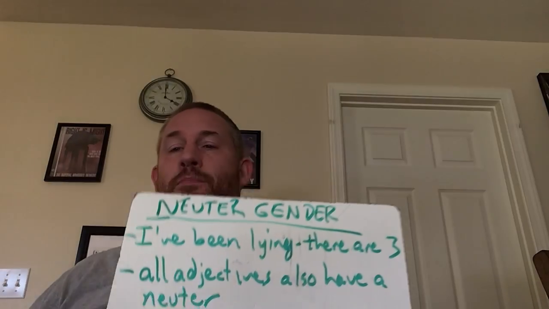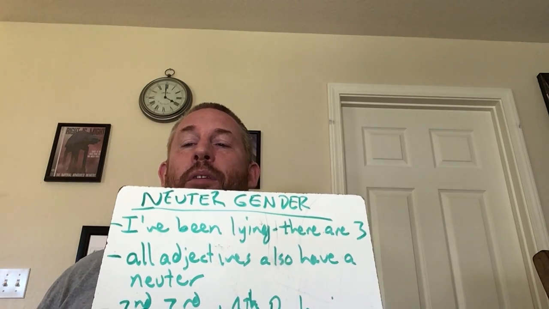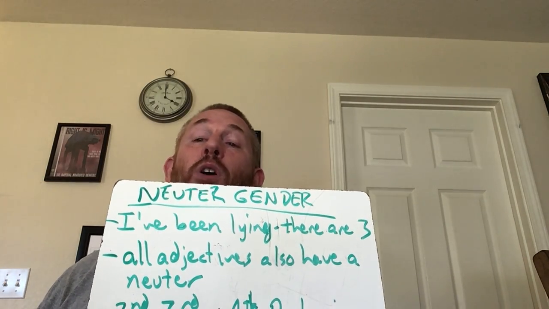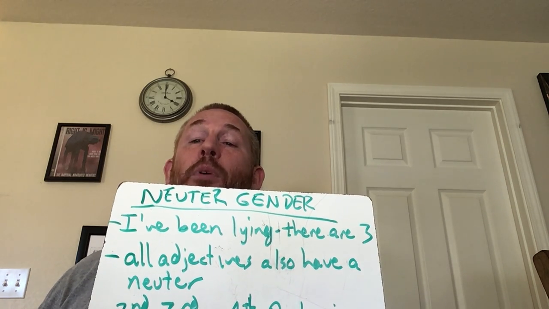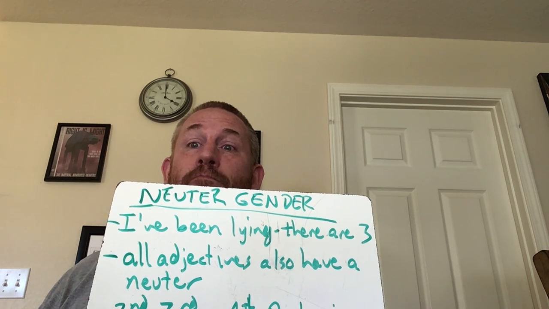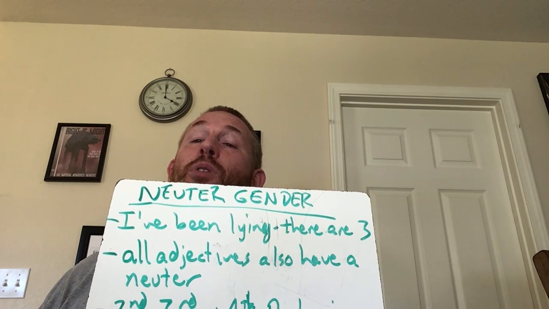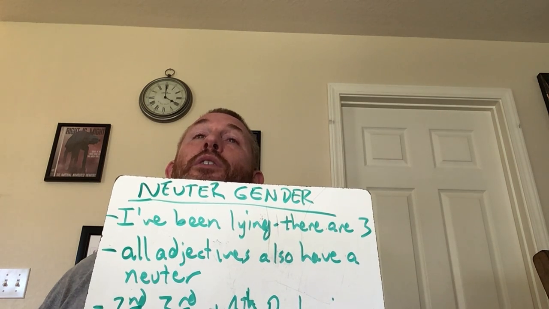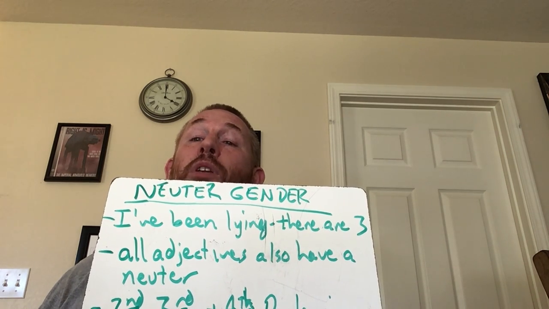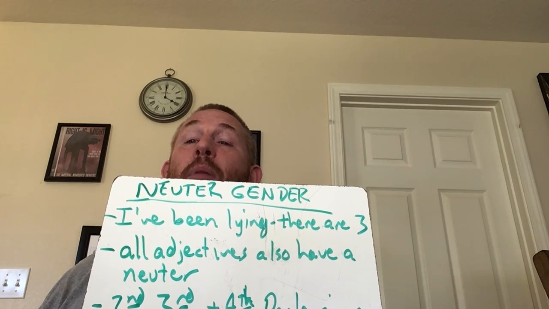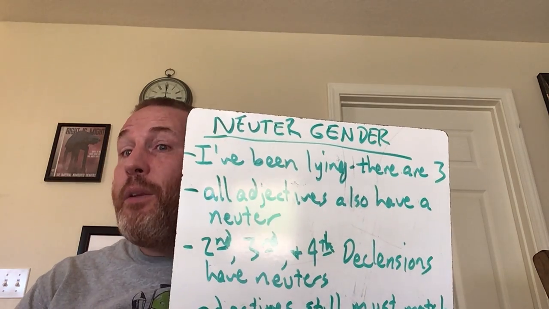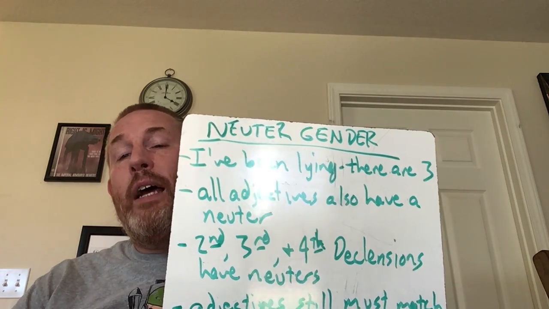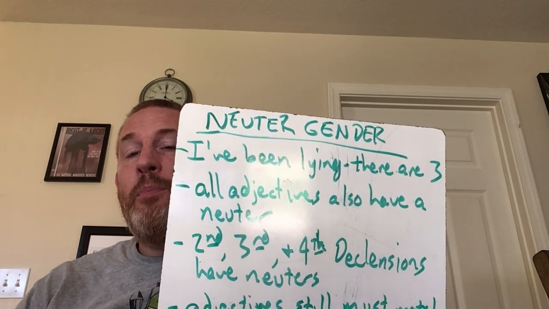Basically, we should probably just dive right in. The neuter gender. Like I said, there's 3. All adjectives also have a neuter gender because adjectives have to match their nouns in number, case, and gender. So if you have an adjective that's describing something that is singular, neuter, ablative, then you would need your adjective to be singular, ablative, neuter as well. Now, neuters only exist in the 2nd, 3rd, and 4th declensions. By the way, there's 5 declensions. More lies that I've been holding back from you.